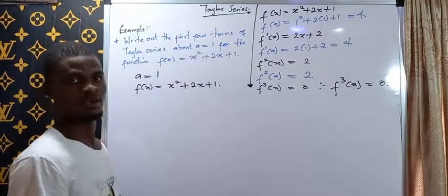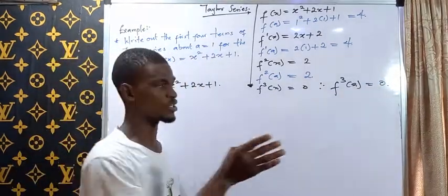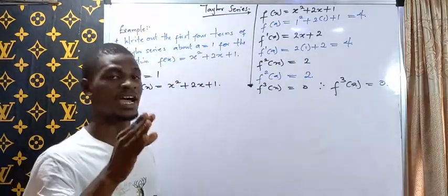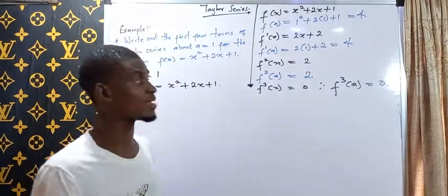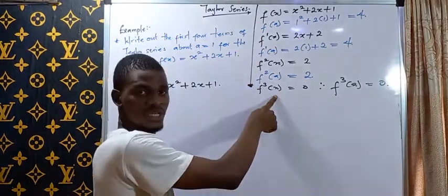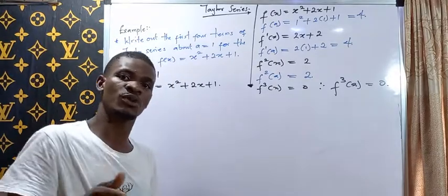So we stop there. Why? Because since our differentiation stops at 0, anything you keep on differentiating will be 0, 0, 0, 0. And the question says write out the first 4 terms. This is the first one, the second one, the third one. But the third one is 0. Then it means the others too are 0.